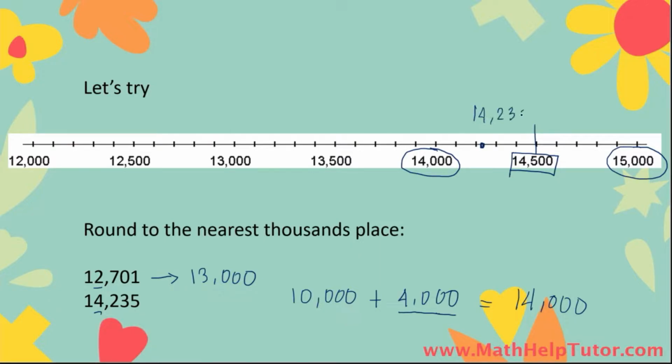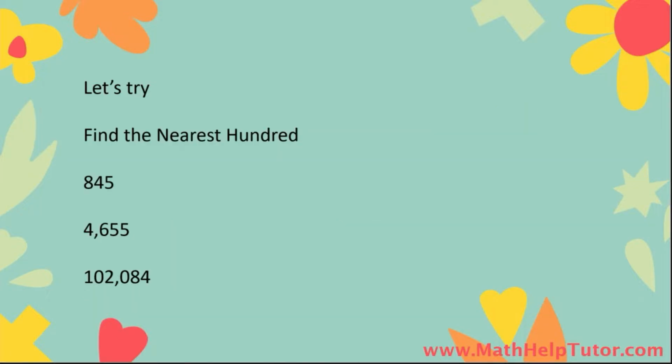14,235. Since our number is less than 14,500, or comes before 14,500 on the number line, we know that the nearest thousands place is 14,000. So the answer to the question, round the number to the nearest thousands place, is 14,000.